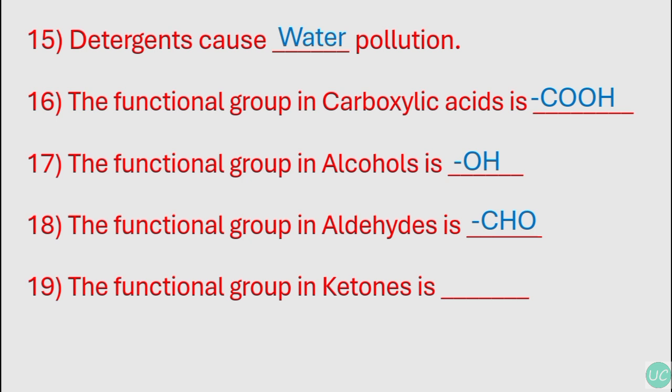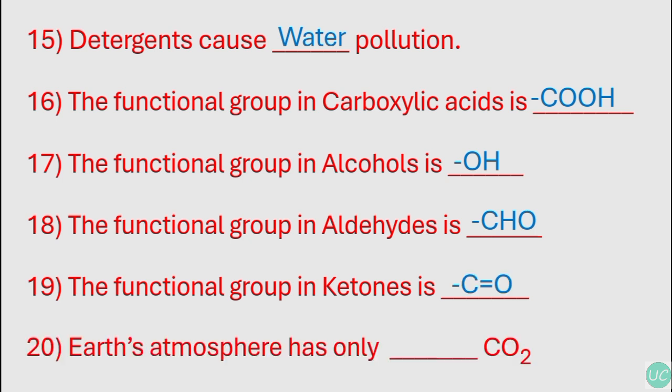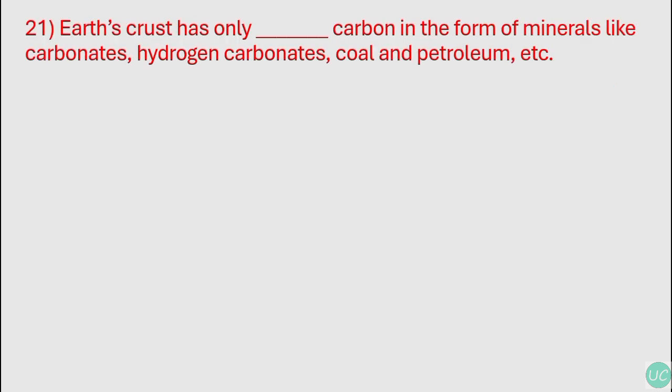19th, the functional group in ketones is the carbonyl group, that is C double bond O. And 20th, Earth's atmosphere has only dash amount of carbon dioxide, so that is 0.03% carbon dioxide. Okay, our next question is Earth's crust has only dash amount of carbon in the form of minerals like carbonates, hydrogen carbonates, coal and petroleum. So that means the usable form of carbon is only 0.02% in the Earth's crust.